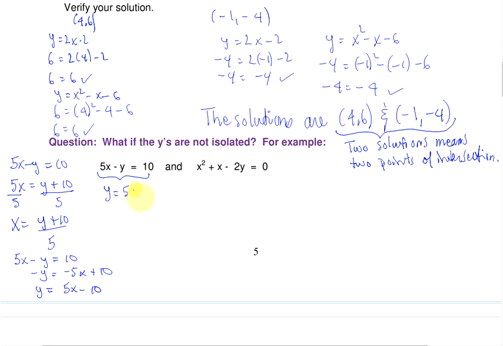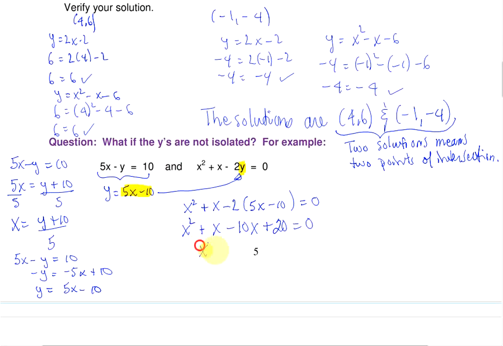Okay, so now we've isolated for y, so we can take this equation. We wrote it as y equals 5x minus 10. So we want to take this and plug it into y over here. So we're going to have x squared plus x minus 2 times 5x minus 10 equals 0. You're going to distribute the negative 2. And so you're going to get negative 10x, and negative 2 times negative 10 is positive 20 equals 0. And notice it's quadratic, so combine your like terms. You're going to have x minus 10x, which is negative 9x, plus 20 equals 0. And you're ready to solve, so you can use factoring if it's factorable, quadratic formula, and so on. This one's factorable.